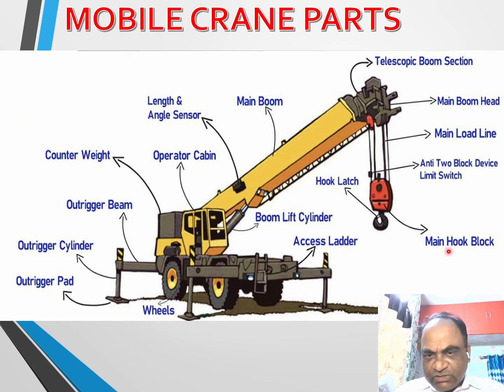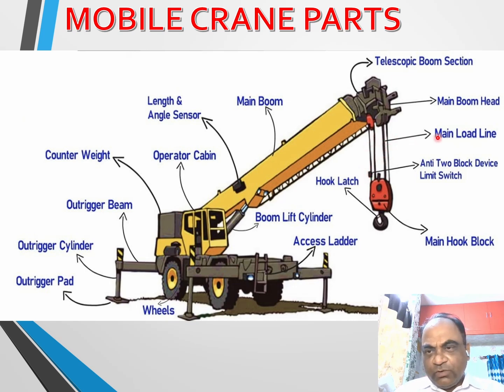It has got a hook with a latch, so that the sling eye that is inserted in the hook should not come out of it and cause any accident. The main hook block, and similarly you have auxiliary hook block. So there is a two block device limit switch. Two block means one auxiliary block and one main block. They should not collide with each other in any case. Otherwise, it will damage the crane itself.